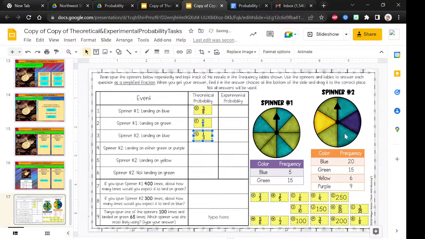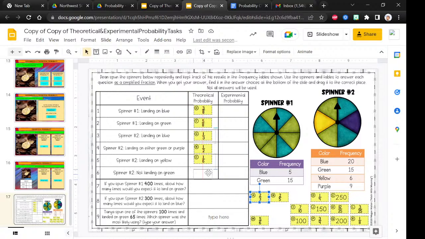Landing on either a green or a purple, that's 1, 2, 3. 3 out of 6, which is 1/2. Landing on a yellow, that's 1 out of 6. Not landing on green would be everything but not green, so that's 1, 2, 3, 4. 4 out of 6, though, is 2/3.